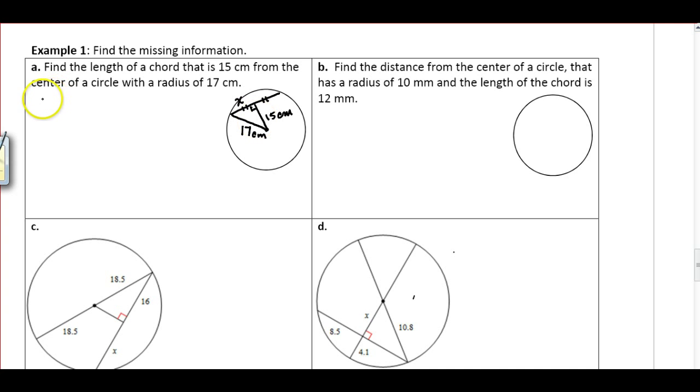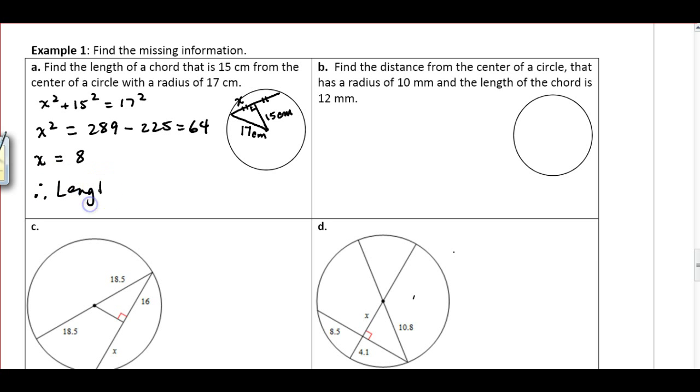So I've got a right triangle here, so I know that x squared plus 15 squared is going to be 17 squared. So a little bit of algebra: 17 squared is 289. And then I'm going to subtract 15 squared from both sides, and 15 squared is 225, which leaves 64. And then if I take the square root of both sides, I get x is equal to 8. And then, once I know that x is 8, therefore the length of the chord is going to be 2 times 8, or 16 centimeters.